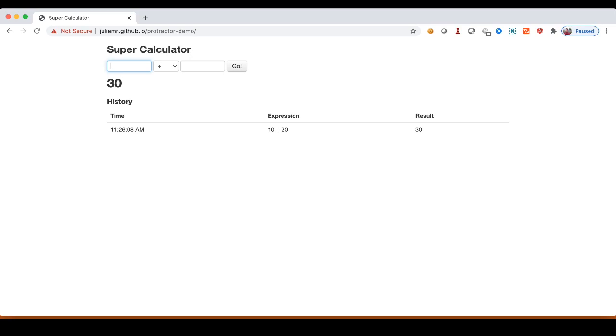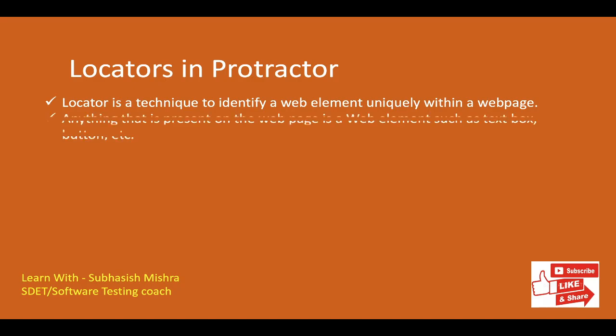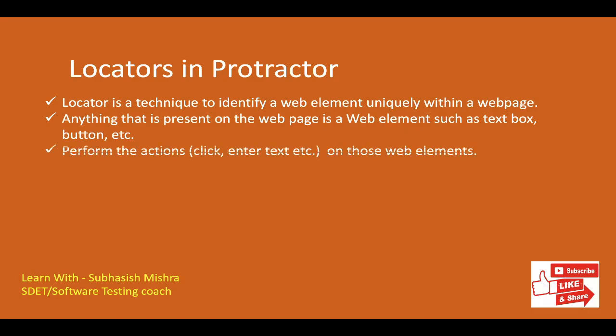That's why we need a locator, and a locator is a technique to identify a web element uniquely within a web page. Anything that is present on the web page is a web element, such as a text box, button, etc. We use locators to identify elements in a web page, and once we locate those elements successfully, we can perform the action by certain functions or methods. Actions are like click, enter text, etc. These are the two important things in UI automation.